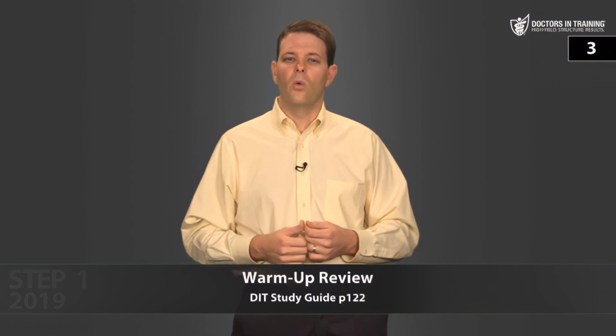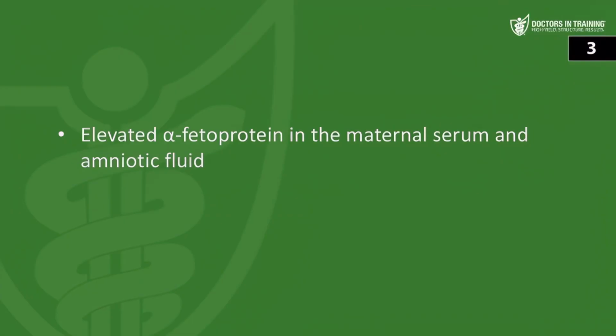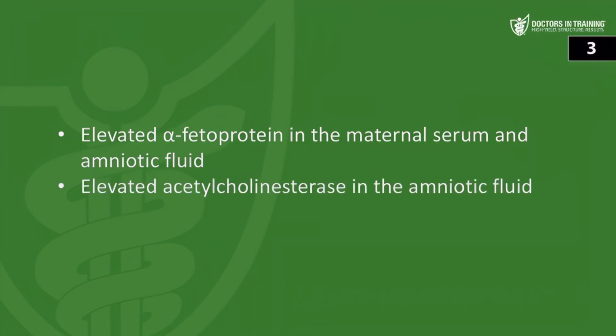The last one, what prenatal testing is abnormal in a fetus with a neural tube defect? So alpha-fetoprotein can be elevated in the maternal serum and also the amniotic fluid. Acetylcholinesterase can be elevated in the amniotic fluid, and then a sonogram may show the defect. All right, let's move on to the lecture.